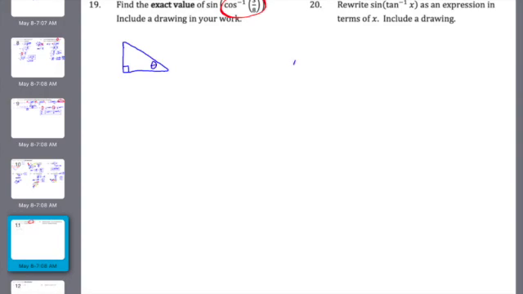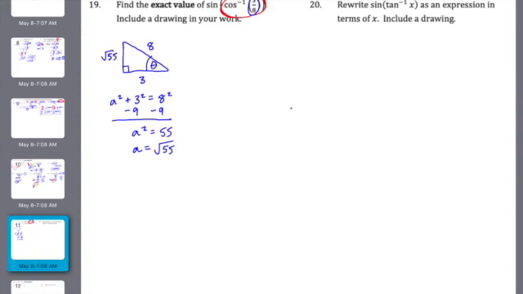And I know that this whole thing is my theta, my adjacent to theta has to be 3, and my hypotenuse has to be 8, because cosine is adjacent over hypotenuse. So I can use the Pythagorean theorem now to figure out the opposite, or that other leg. So I'm going to say a squared plus 3 squared equals 8 squared. If I subtract 9 from both sides, 64 minus 9 is 55, so a squared is 55, which means a has to be root 55.